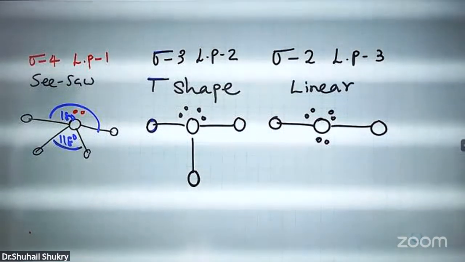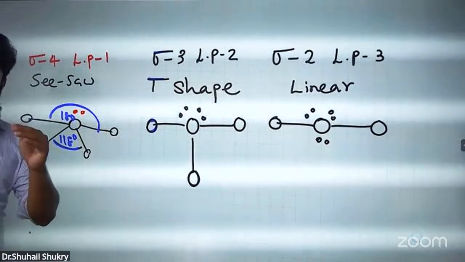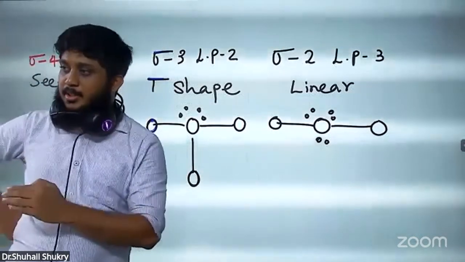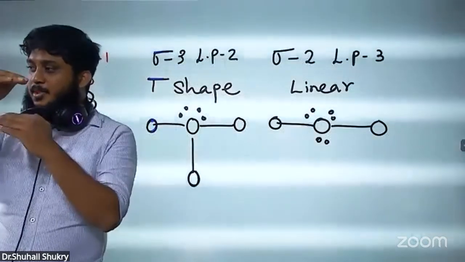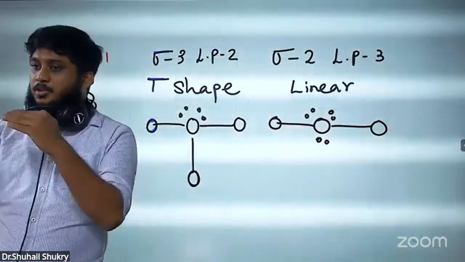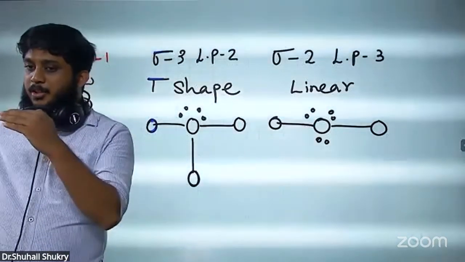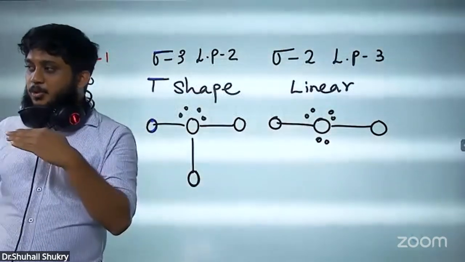Sigma 1, first sigma 2, sigma 3, sigma 4, sigma 5, sigma 6. Then after that, from there, you have to go to branches. From sigma 3, you have to go to sigma 2 lone pair 1. From sigma 4, you have to go to sigma 3 lone pair 1, sigma 2 lone pair 2.